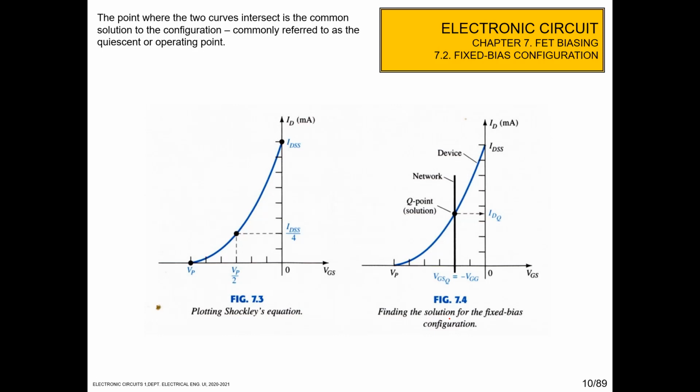So the intersection between the network characteristic and device characteristic is the key point here. We can easily move the key point to the right or left by changing VGG. If we increase minus VGG, it will go to the left side. If we decrease minus VGG, it will go to the right side. And then the ID key will change if we change the value of minus VGG.